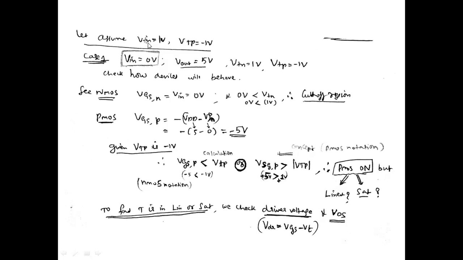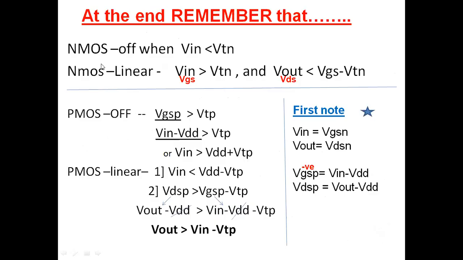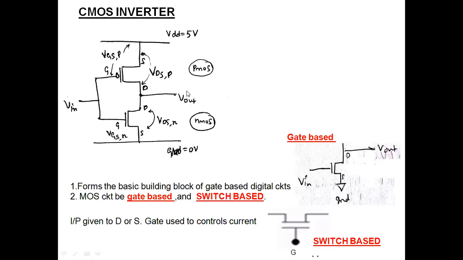VTN is the threshold voltage of the NMOS device and VTP is the threshold voltage for PMOS. We know that the threshold voltage for NMOS is positive and for PMOS it is negative. So for the first case, we assume Vin is equal to 0, and according to the function of an inverter, if the input is 0, the output will be high.